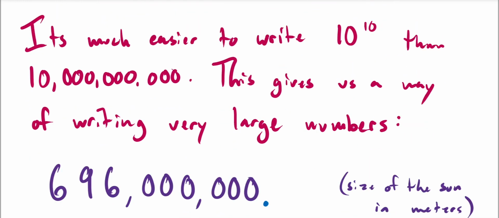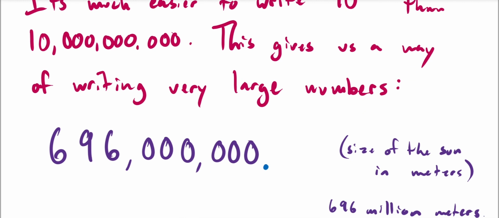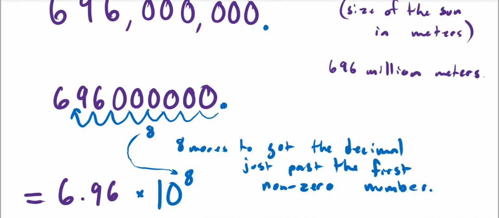Say we wanted to write the number 696 million without all these pesky zeros. This is about the size of the sun if we measured it in meters. What we're going to do is take advantage of the fact that multiplying by 10 or powers of 10 doesn't change the digits, it just moves the decimal around.